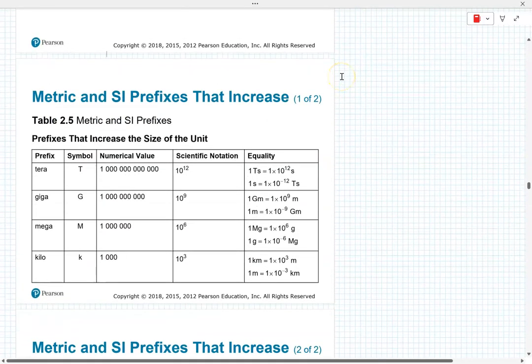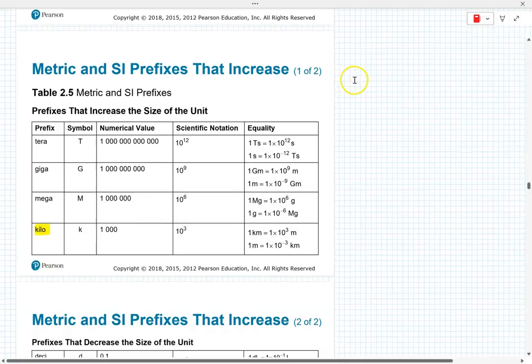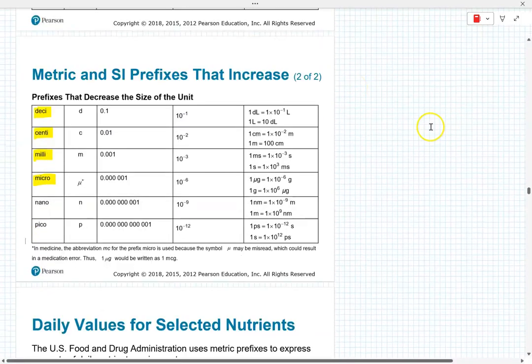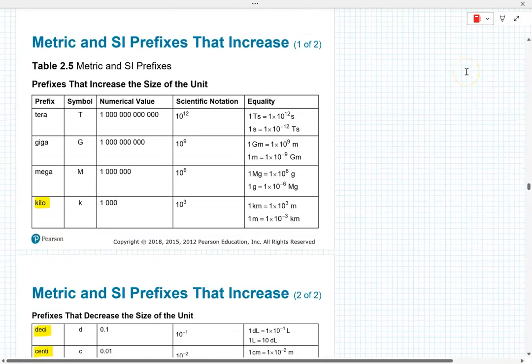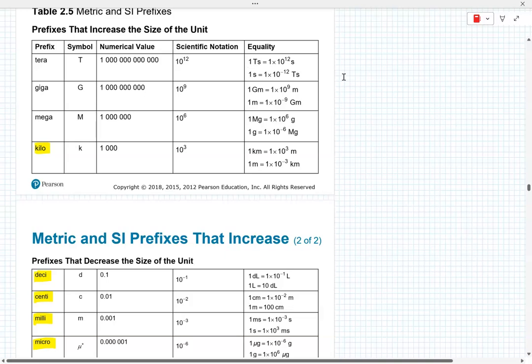So this is the table of prefixes. In reality, what we use in real life, in chemistry, in measurements, is kilo, deci, centi, milli, micro, nano, and pico. The big prefixes like mega, giga, and tera are used for computers: megabyte, terabyte, gigabyte. And we use mega for nuclear weapons, megatons, the power of explosion.